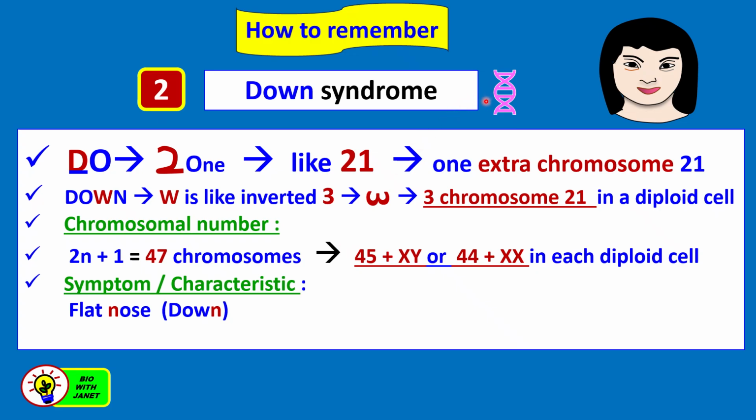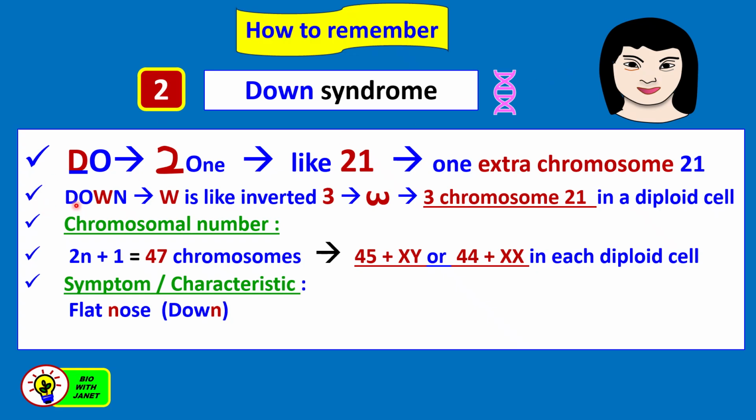Now how to remember Down syndrome, the important facts about Down syndrome. So here's a creative method. Look at the letter D, just underline the D and you will see a number 2 forming. Okay, ignore the vertical section here. So imagine it's a 2 and then plus the O, which stands for 1. So 21. Okay, it's like 21. So there's one extra chromosome 21 in each of the diploid cells. So instead of 2 chromosomes 21, there are 3 chromosomes number 21 in the Down syndrome child.